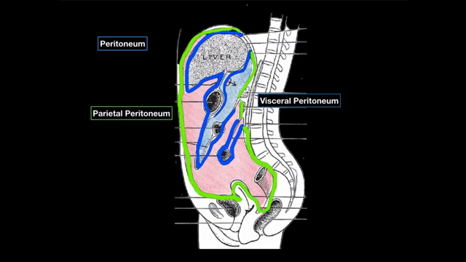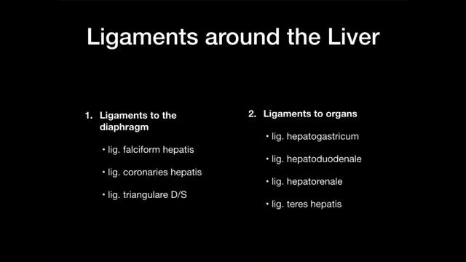But the whole liver is not covered. There's actually a place called area nuda. Remember I mentioned this earlier, the bare area which is in direct contact with the diaphragm. Now, to understand the anatomy of the liver fully, you not only need to know the ligaments that connect the liver to the diaphragm up there, but also the ligaments that connect the liver to the two other organs. So let's look at the ligaments around the liver in a little more detail.